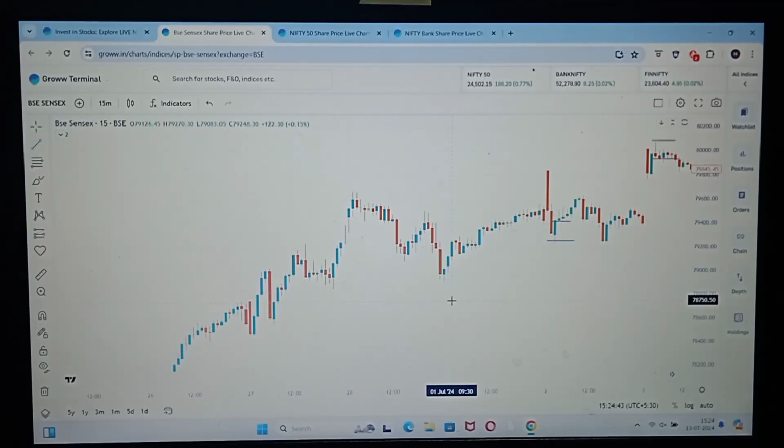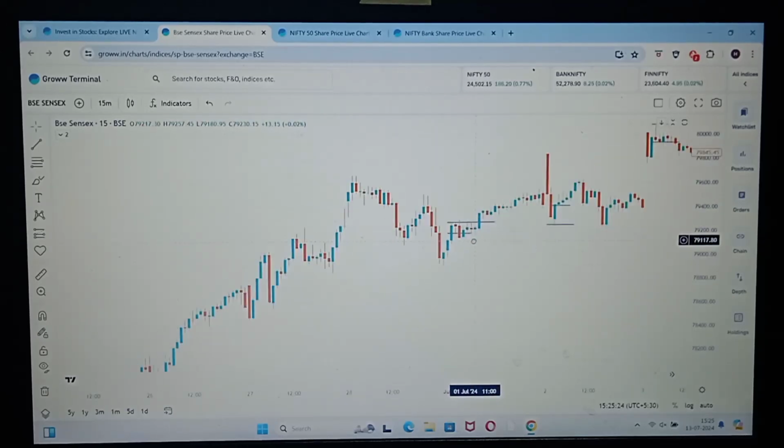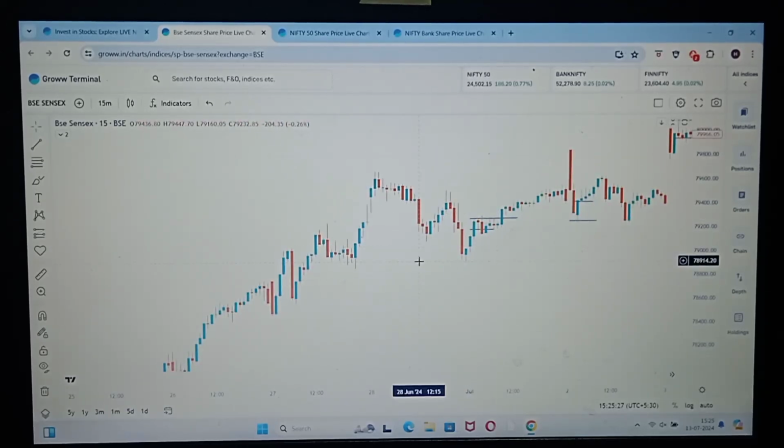1st of July, you can see small red candle with a bigger wick, 9:45. So clearly a sweet trade we have here. 11:15, 79,285 level. I will initiate a trade here, 285 level, and you can see where it has gone. 200 points. At least as a beginner you could have taken 20 points out of 200 points, if I'm not wrong.